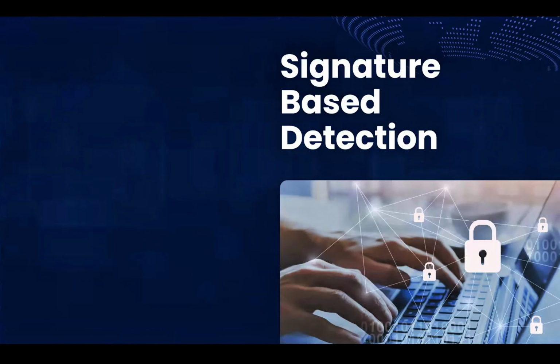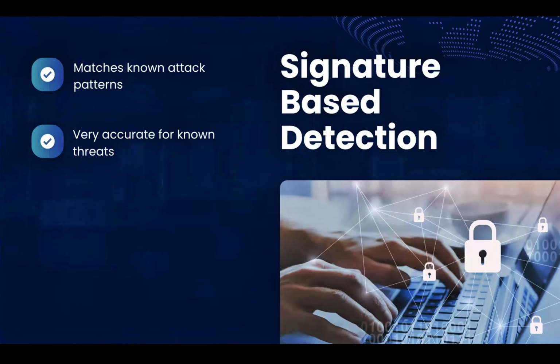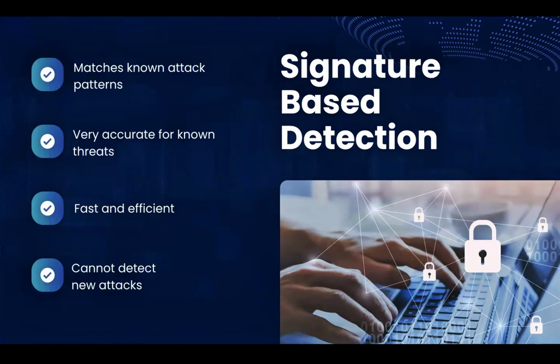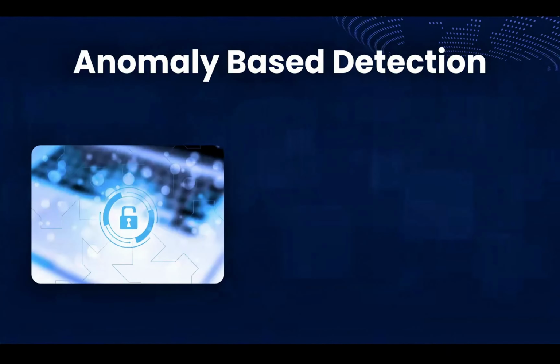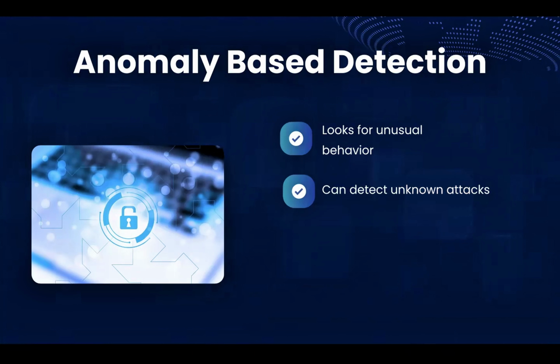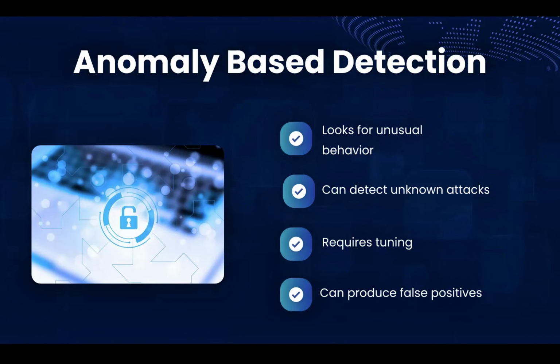Let's consider signature-based detection. Signature-based detection relies on known patterns. It matches known attack signatures, and it is accurate for known threats. It is fast and efficient, but it cannot detect new attacks. So that is the limitation it has. Next, anomaly-based detection. Anomaly-based detection focuses on behavior. It looks for unusual activity, and it can detect unknown attacks with that unusual activity. It also requires careful tuning to capture the right behavior, and it may produce false positives. This one is very common.